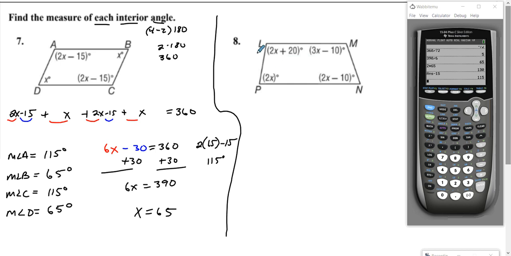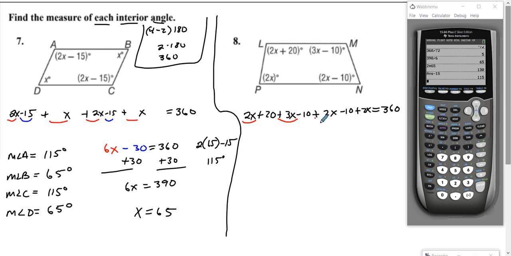Let's try 2x plus 20 plus 3x minus 10 plus 2x minus 10 plus 2x equals 360. I don't have to redo this because this is also 4 sides, so it would be the same thing. Okay, now combine our like terms. 2x plus a 3x, that makes 5x, 7x, 9x, so there's 9x altogether.